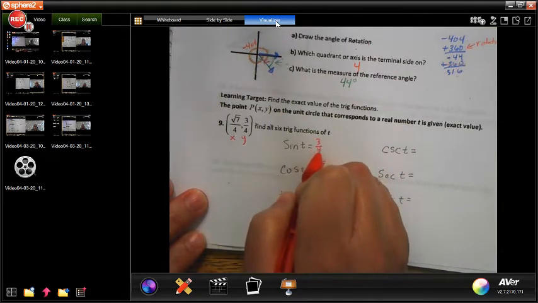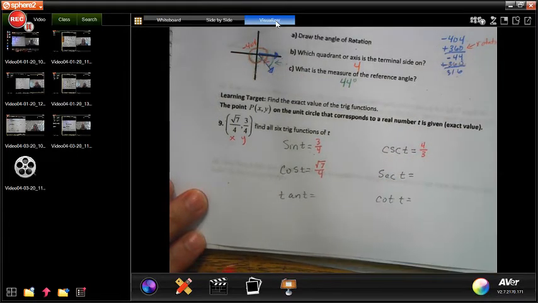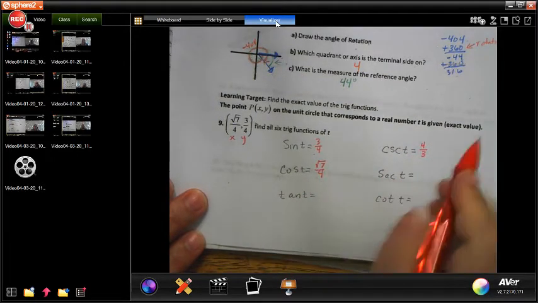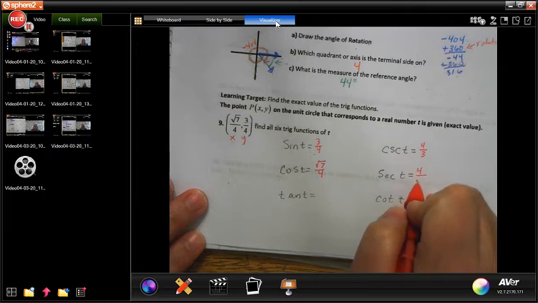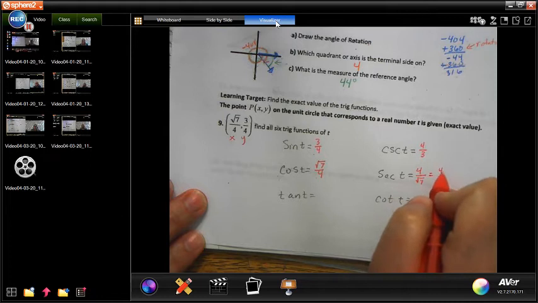3 over 4. That's an easy one. 3 over 4. So when we flip that, 4 over 3. Easy peasy. Flip this, we get 4 over radical 7. We can't do that. So remember, the radical moves upstairs, becomes whole downstairs.